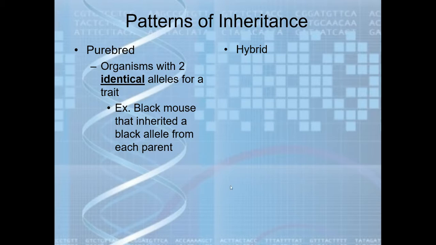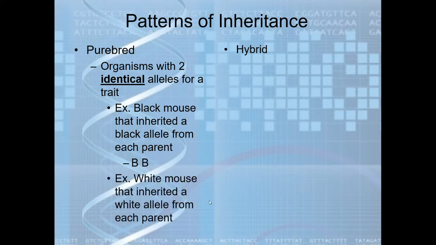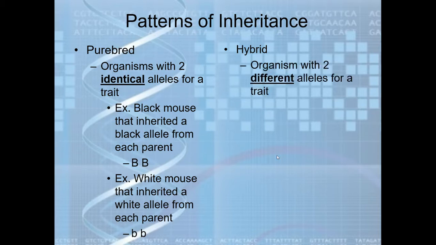or both recessive alleles. For example, a black mouse that inherited a black allele from each parent. So let's say the dad will have a dominant black allele, and then the mother will have a dominant black allele. So that baby or that mouse will have two dominant alleles which are identical. So a white mouse that inherited the white allele from each parent will have, maybe in this case, recessive alleles. Okay, but they are identical.